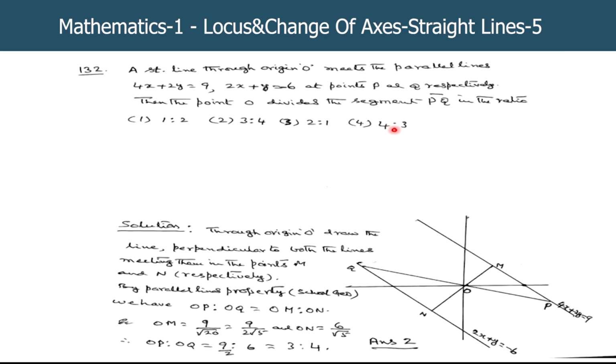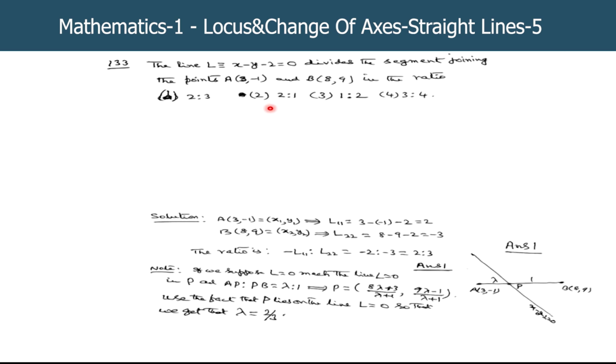The required ratio is OP is to OQ is equal to OM is to ON because of the geometrical property of parallel lines cut by a transversal. So here OM is equal to 9 by root 20 or 9 by 2 root 5 and ON is equal to 6 by root 5. So OP is to OQ is nothing but 3 is to 4. So correct option is option number 2.